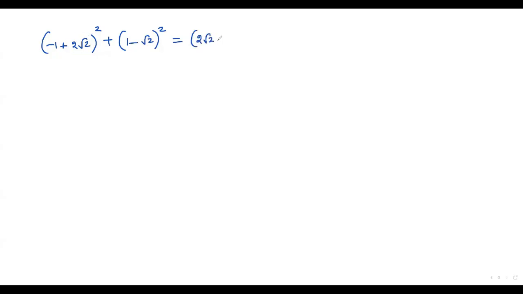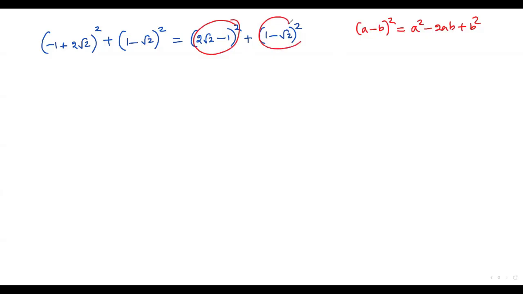Okay, here in the first one, let me write this positive value at first, and we get 2 times square root of 2, and we can write this negative value, negative 1, the square, positive. We can write this one as it is, that is 1 negative square root of 2, the whole square. Now I have to expand the square of this binomial and square of this binomial. For that, let me consider the algebraic identity, that is a negative b the whole square, which is equal to a square negative 2ab positive b square. We can use this expansion to get the expansion of the square of these two binomials.